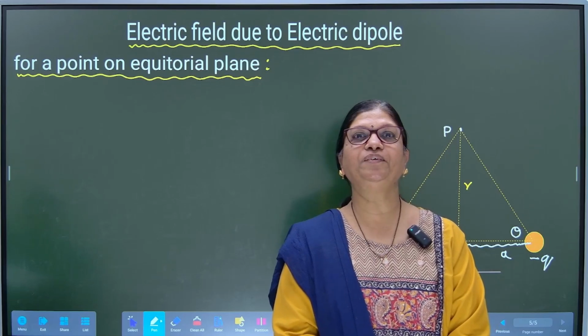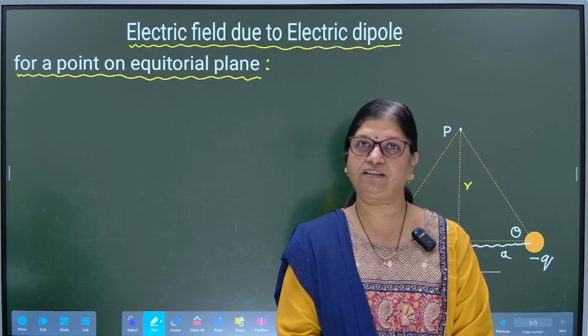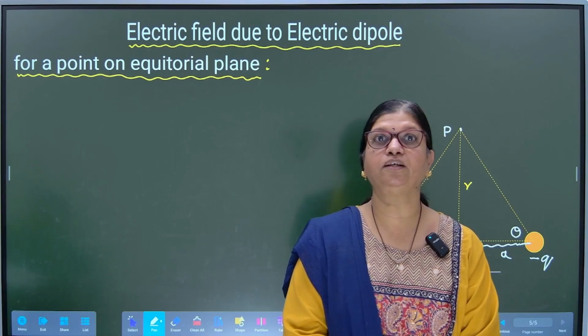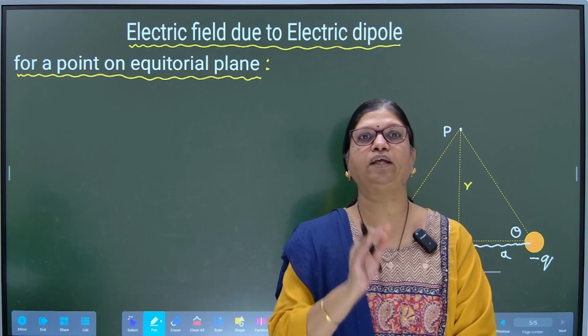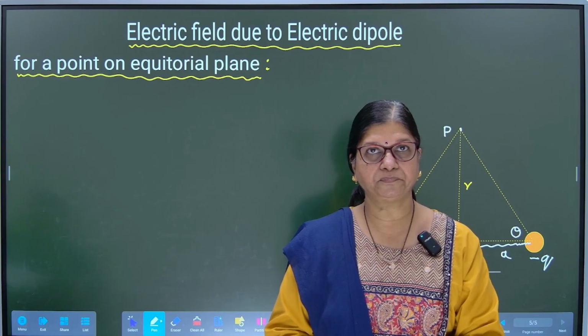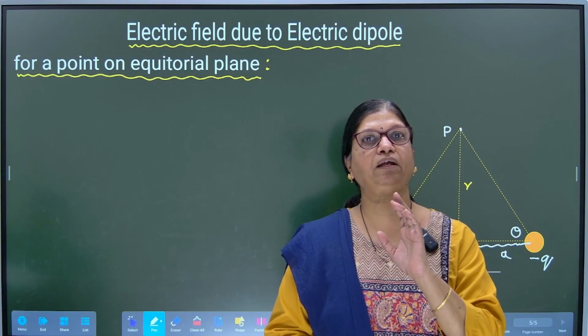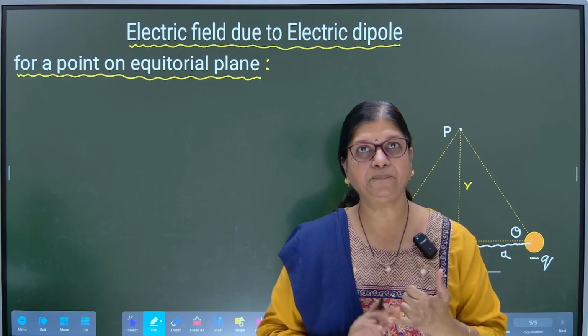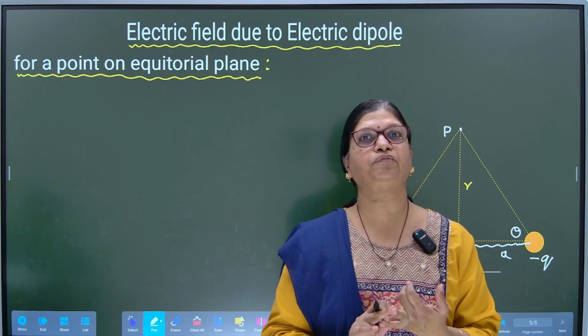Good evening, dear all. Let us begin with the topic of electric dipole today again. But today we will find out the electric field due to electric dipole at a point on the equatorial plane. Now, what is the equatorial plane? We have already learned electric field due to electric dipole at an axis. So, what is the equatorial plane? That we will see, and we will find the electric field at that point.